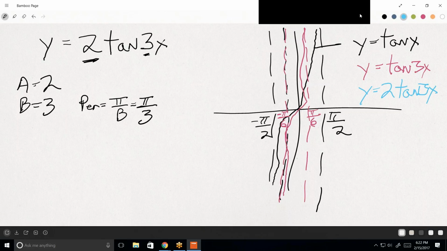And a vertical stretch of the tangent curve tends to, instead of doing this, it's going to do that. Right. So if I draw that, I'm going to draw it between those same 2 asymptotes. And the one point that I know about tangent is the tangent of pi over 4 normally is 1.